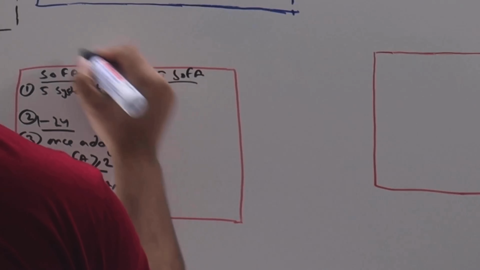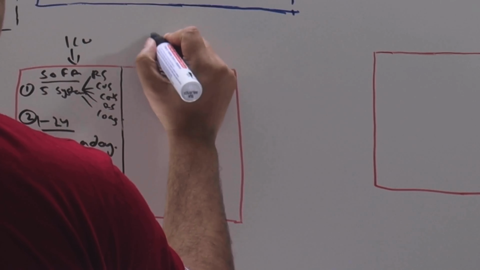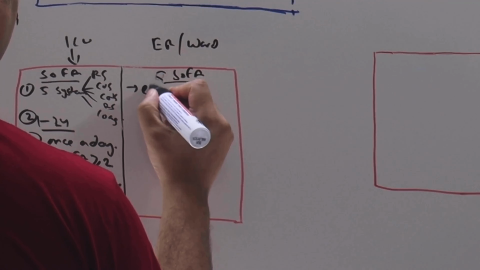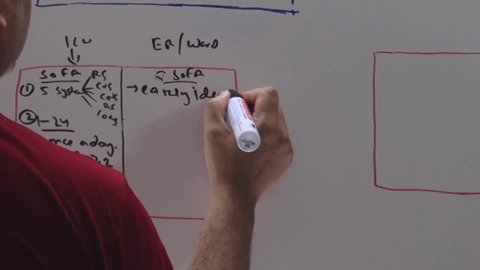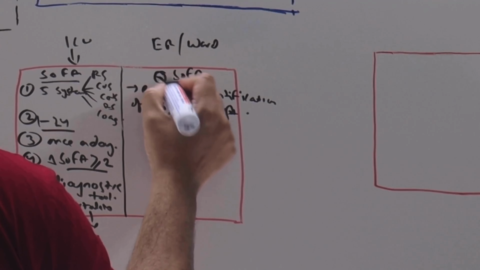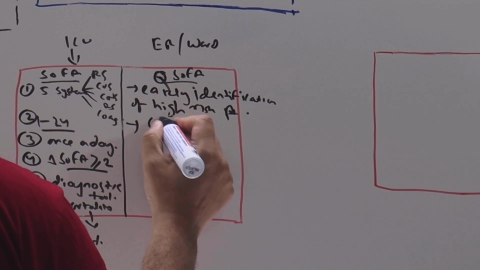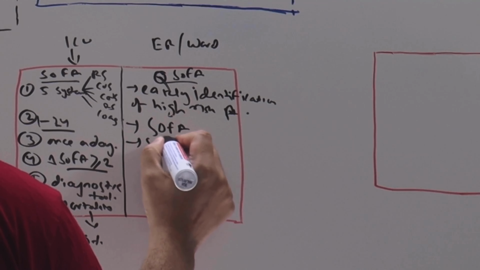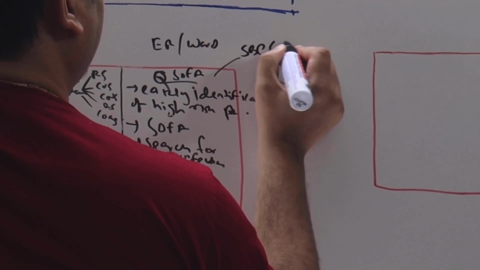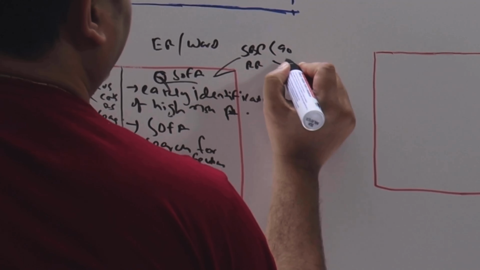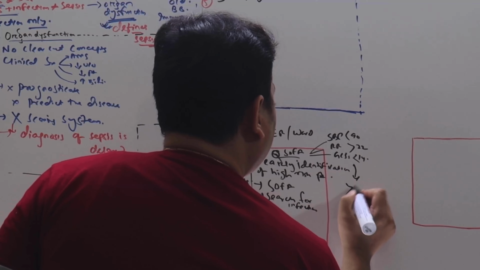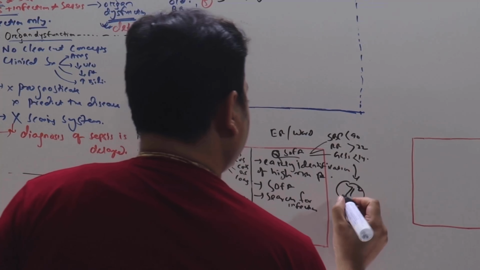Then we have qSOFA. SOFA is for the ICU population. qSOFA is for the ER or ward. This is made for early identification of not sepsis, but high-risk patients who can develop sepsis. So once your qSOFA is positive, you go directly to SOFA and search for infection. qSOFA is BP less than 90, respiratory rate more than 22, and GCS less than 15. Any two positive is considered qSOFA positive.